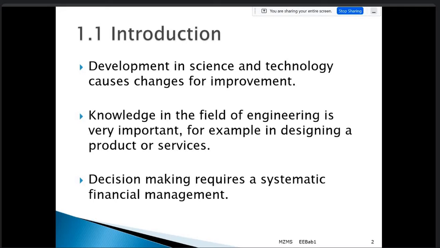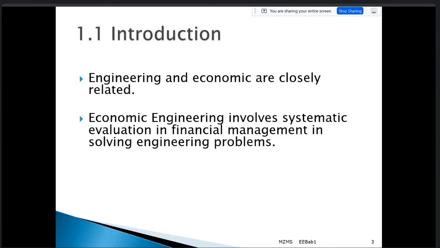So when they're talking about the improvement, of course, we need budget. Okay. So when we need budget, then we have to know the systematic approach in order to portray that this project is worth to continue, or how much the company has to spend in order to make the project successful. Okay, we can't overrun the budget. So engineering and economy are closely related, and engineering economy involves systematic evaluation in financial management in solving engineering problems.